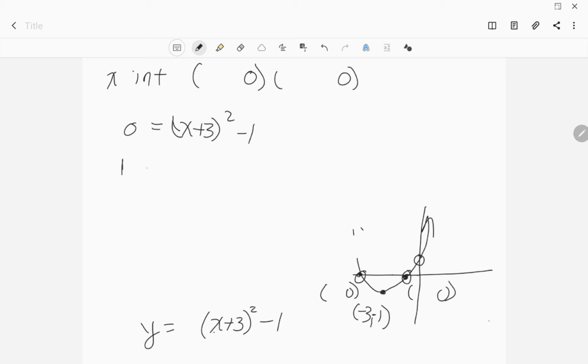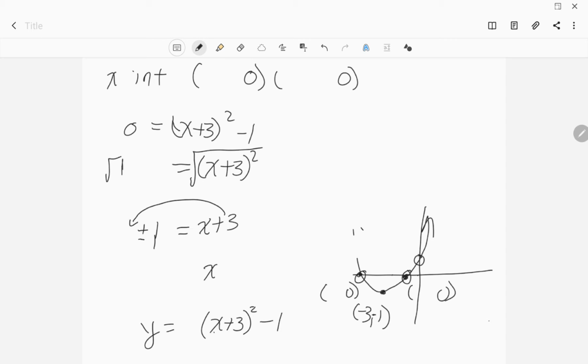So I have 1 is equal to x plus 3 squared. And then I'm going to take the square root of this side so that I don't have x plus 3 squared, I just have x plus 3. But that means I have to take the square root of this side. The square root of 1 could be positive 1, but it could also be negative 1. So remember, I want to figure out what x is, so I'm going to move my 3 over here, which is going to give me negative 3.